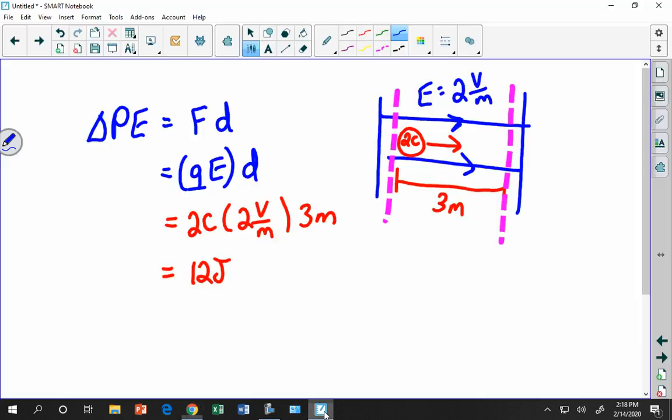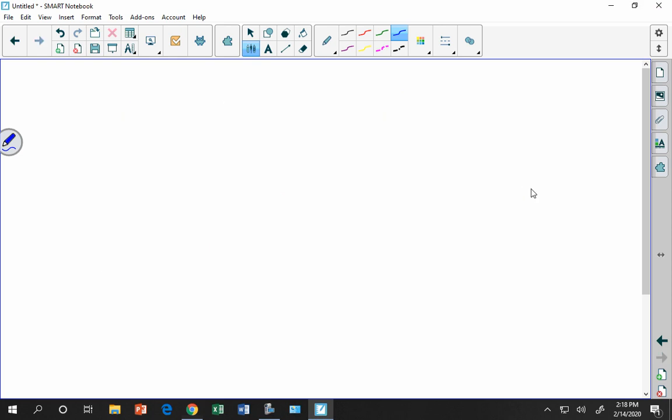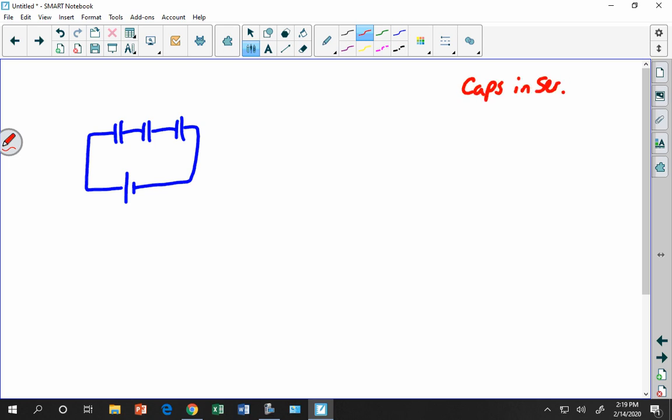Let's do, I'll just make up one. So the hardest of the capacitor circuits, if it's just either series or parallel, is the series. So let's do one of those. I want to remind you what the rules are for capacitors in series. These are going to be really important as you move forward.